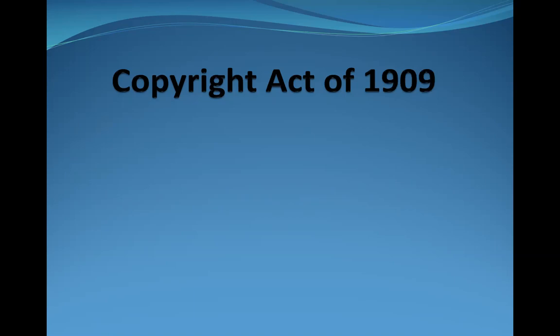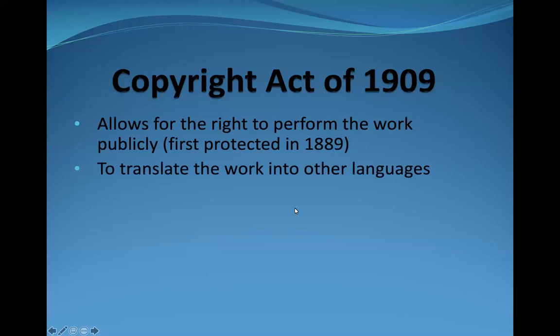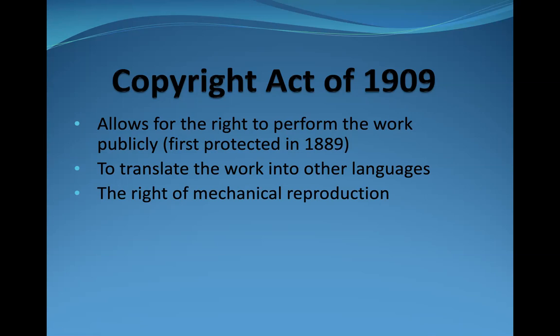From 1831 to 1909, there were no new acts, but in 1909, there was a Copyright Act of 1909, which allowed for the right to perform the work publicly. It was actually first protected in 1889. And also the right to translate the work into other languages, and the right of mechanical reproduction. Now we're dealing with recordings and mechanically reproducing copyrighted music on those recordings.